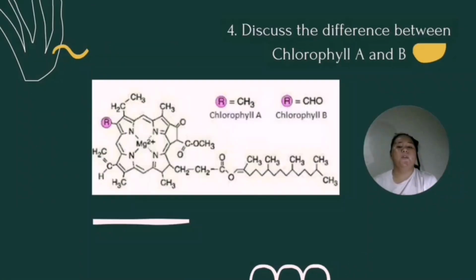So the difference between chlorophyll A and chlorophyll B is regarding their roles in photosynthesis. Chlorophyll B is the secondary pigment that transfers energy to chlorophyll A, and chlorophyll A is the most significant pigment employed in the process of photosynthesis.